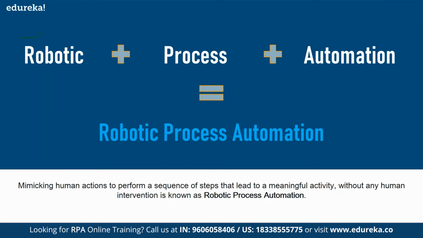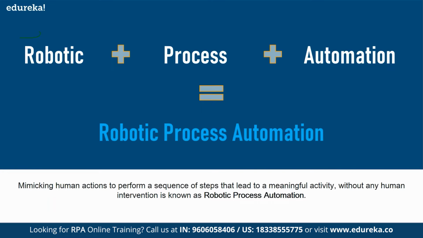So if we combine all together: mimicking human actions to perform a sequence of steps. Now we know what a sequence of steps is: a sequence of steps that leads to a meaningful activity, so it is a process. So mimicking human actions to perform a process without human intervention is called robotic process automation. This is a very simple definition, and one can understand robotic process automation.